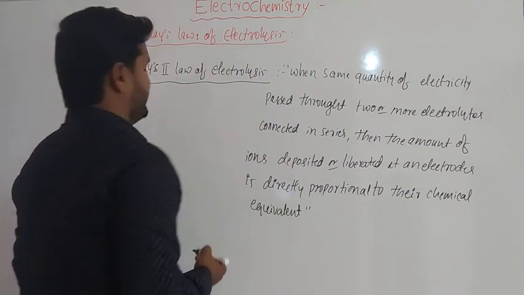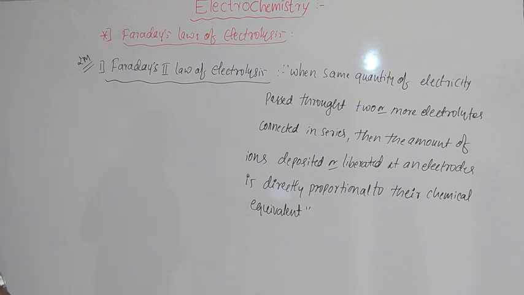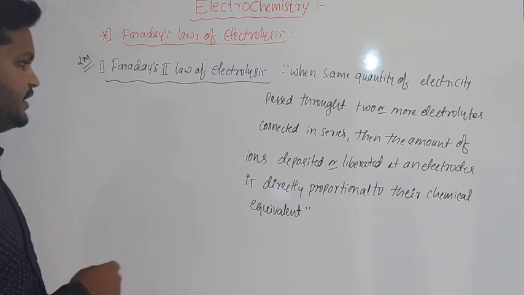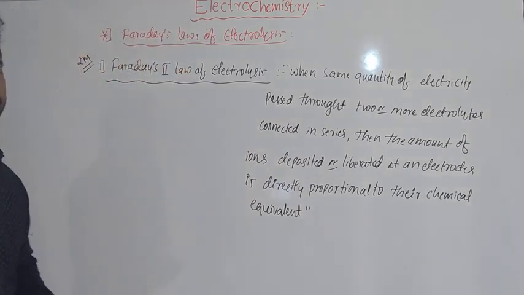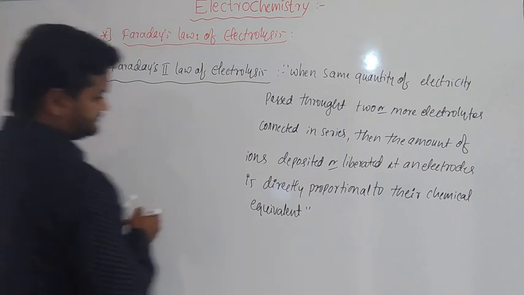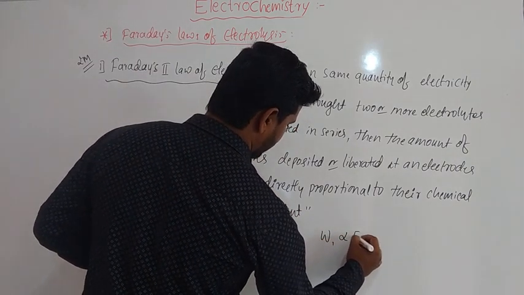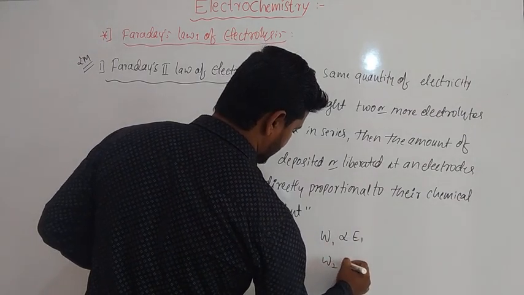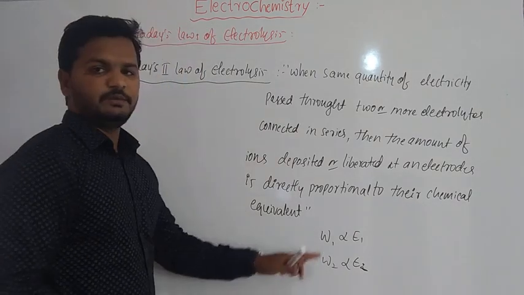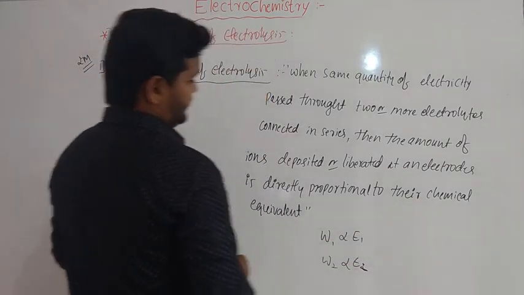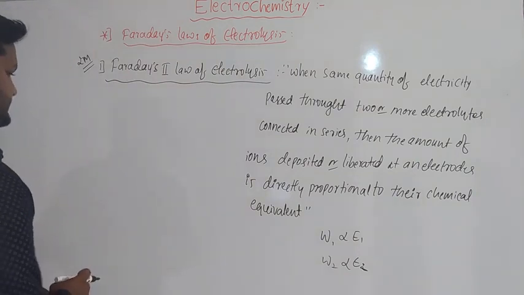So this is Faraday's second law of electrolysis. When the same quantity of electricity is passed through two or more electrolytes connected in series, then the amount of ions deposited or liberated at the electrodes is directly proportional to their chemical equivalent weights. W1 is directly proportional to E1 and W2 is directly proportional to E2. Here W1 and W2 are the weights of the ions, and E1 and E2 are the equivalent masses or equivalent weights of the electrolytes.